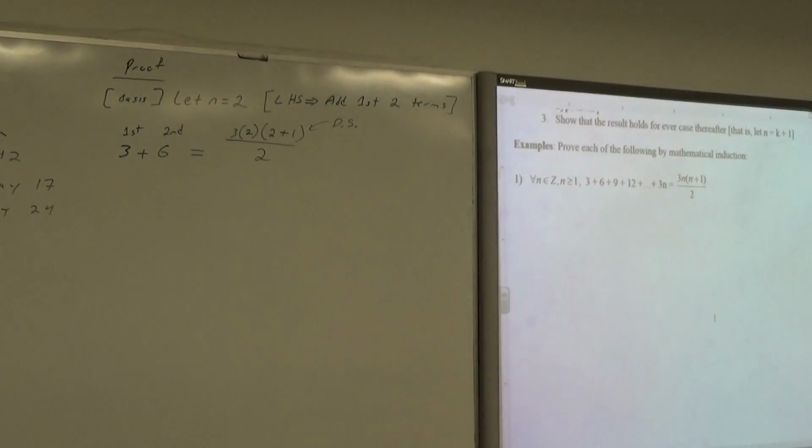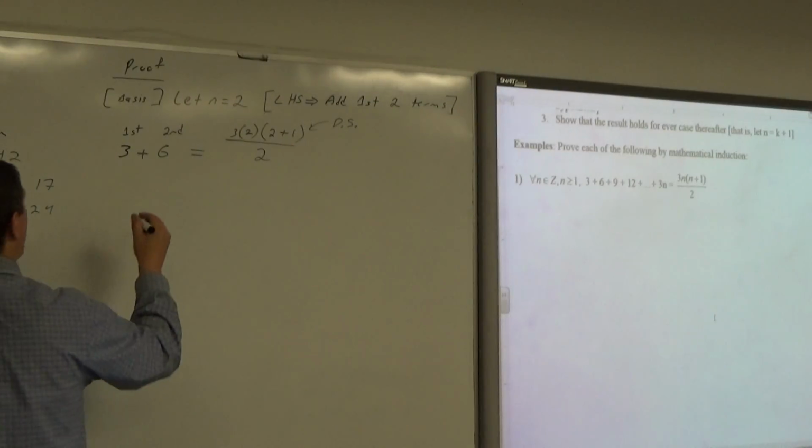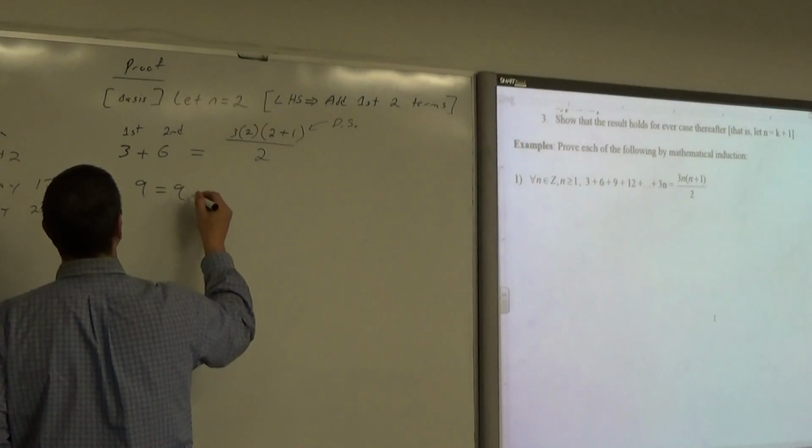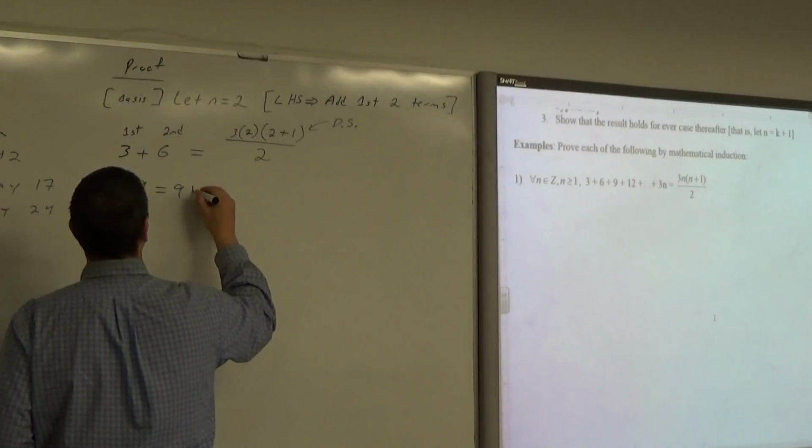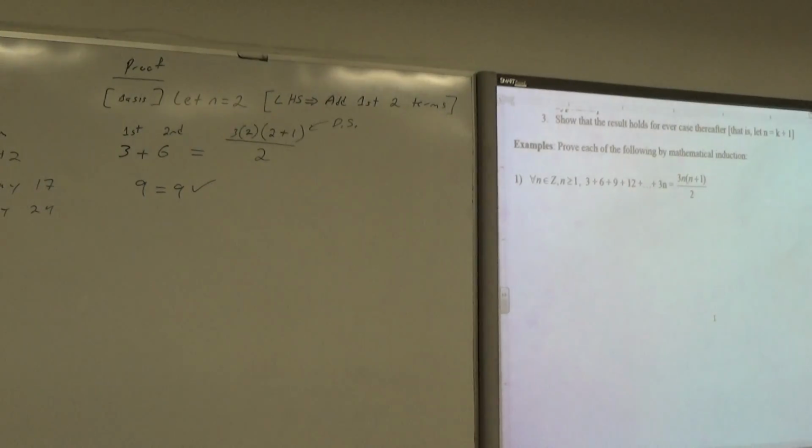All we have to do now is just do a basic computation, and I think everybody in here can see the left-hand side is 9. The right-hand side is going to be 6 times 3 divided by 2, which is also 9. So this would be 9 equals 9. And I'm not good at math, but that seems like it's going to be valid.